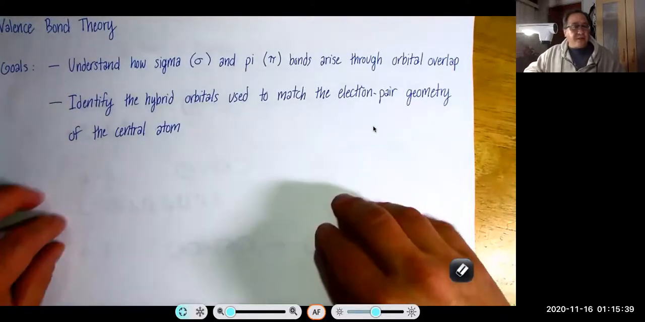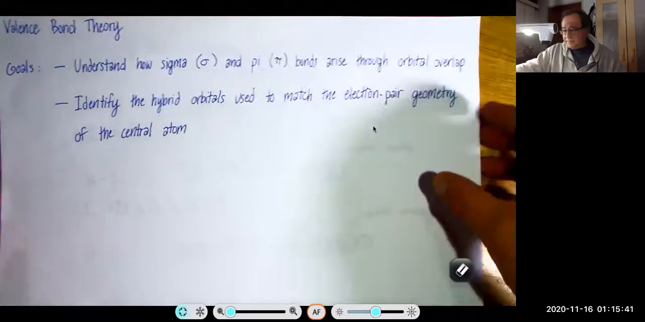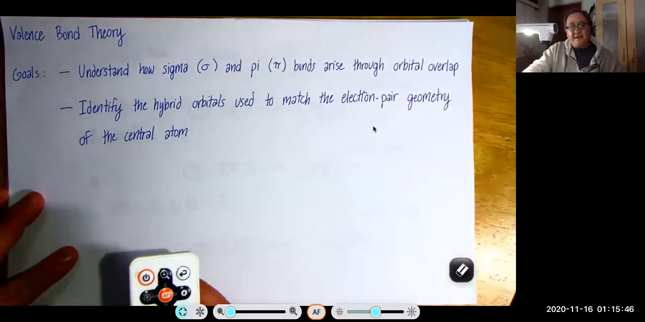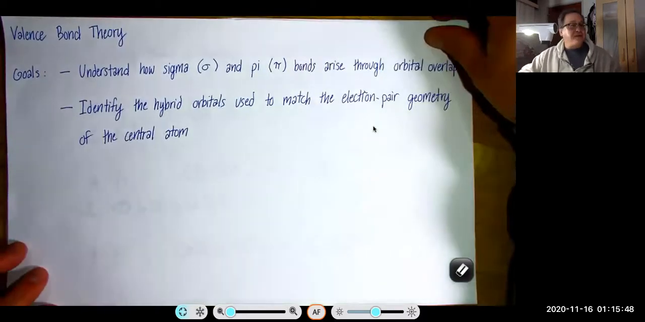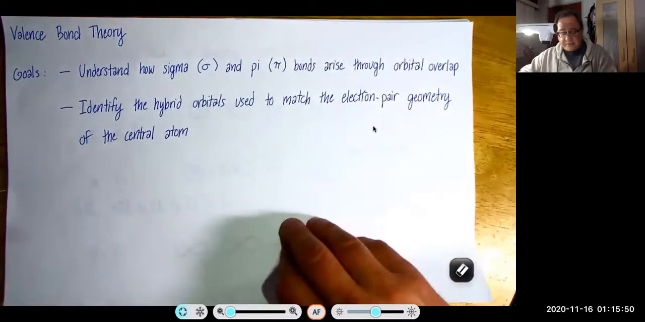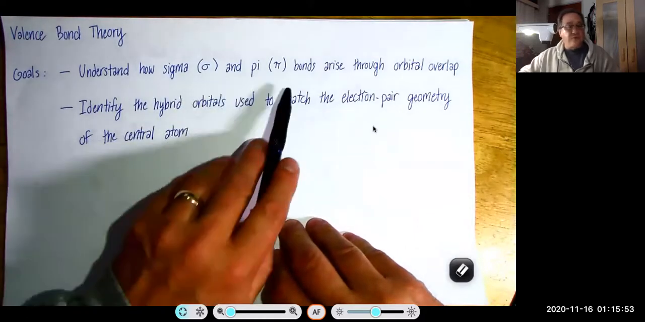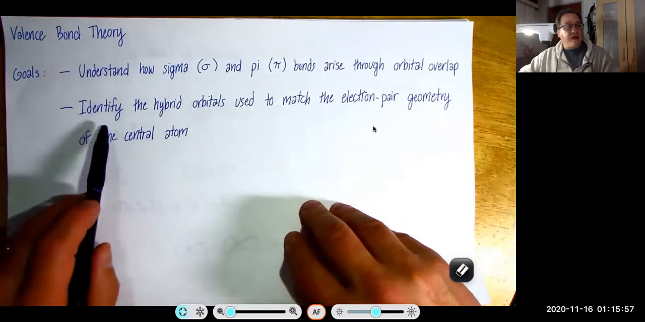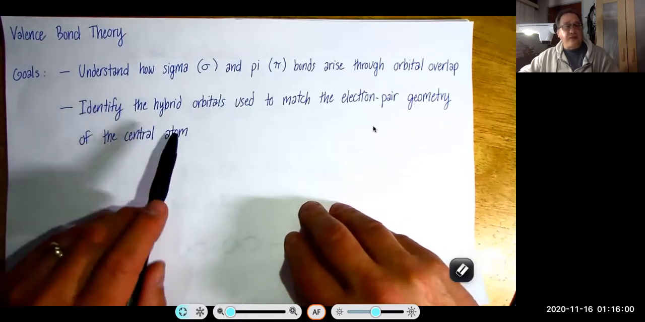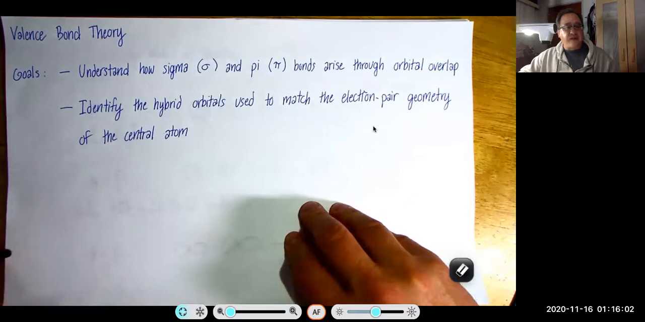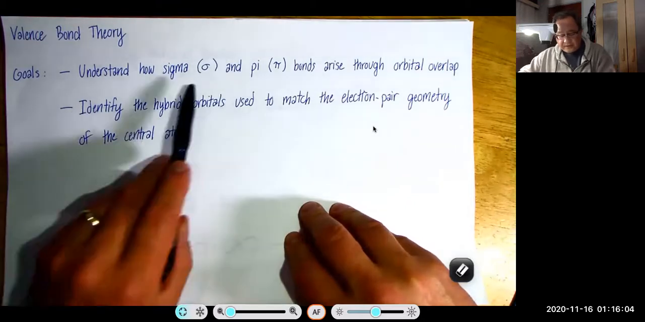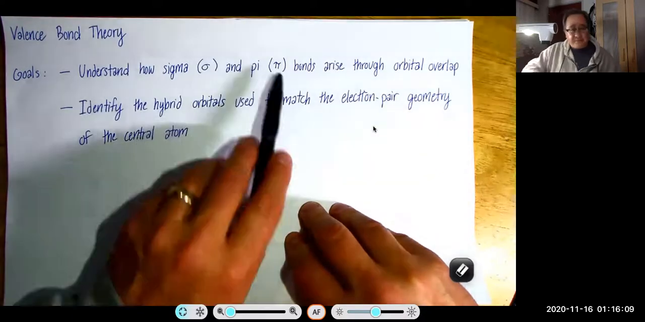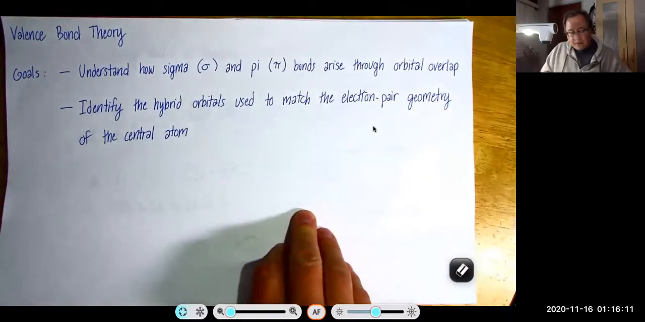So first, we're going to take a look at valence bond theory. Let me see if I can zoom out just a little bit. All right, so in valence bond theory, we want to understand how sigma and pi bonds arise through orbital overlap. And we want to be able to identify the hybrid orbitals used to match the electron pair geometry of the central atom. So this symbol here is sigma, and this symbol here is pi. I'm sure you're familiar with the pi symbol. So right now we're talking about valence bond theory.